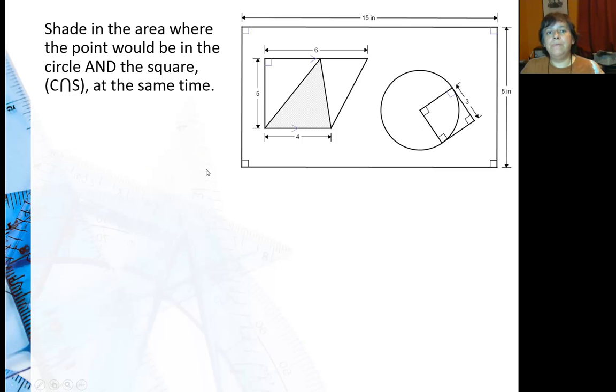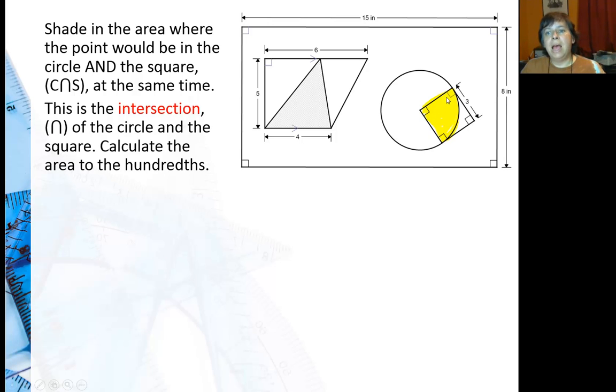Now I'm going to find the probability that the point would be in the square and the circle at the same time. So where is that? You see this area I've shaded, all that in yellow is in the square and in the circle at the same time. You could almost think of it as where they overlap. This is also called the intersection of the circle and the square. So we're going to go ahead and calculate this area to the hundredths.